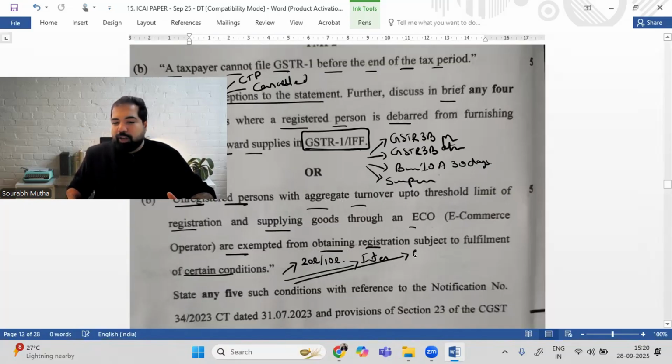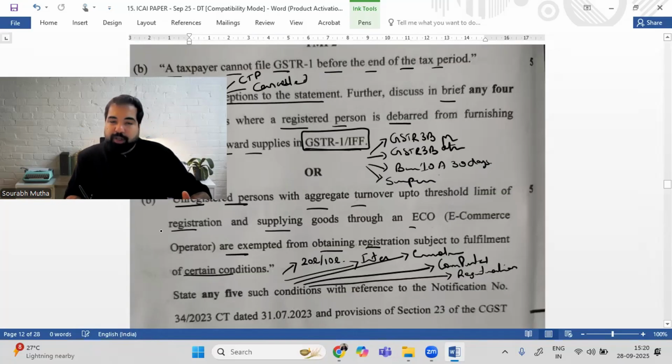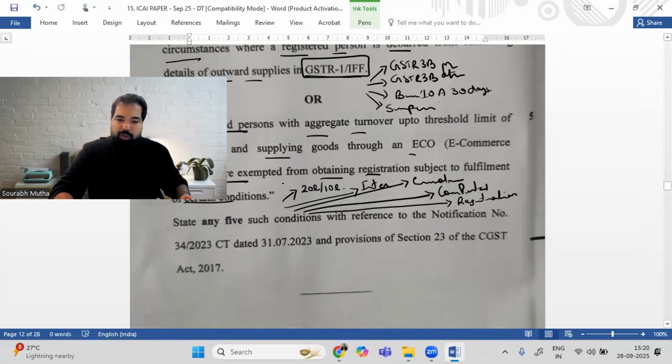Next, you should have an enrollment number, a temporary enrollment number. That enrollment number has to be reflected on the common portal, the GST portal. And basically, you need to register yourself the moment you cross that threshold. These are some conditions that allow you to supply through e-commerce operators, mainly because people supply, like on Zepto, within the same state. So this is question number 8B.